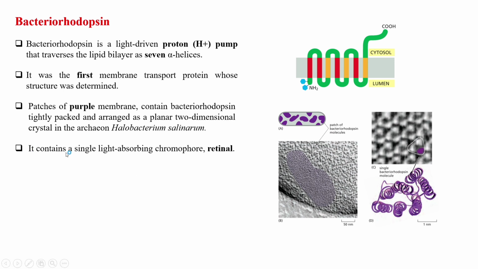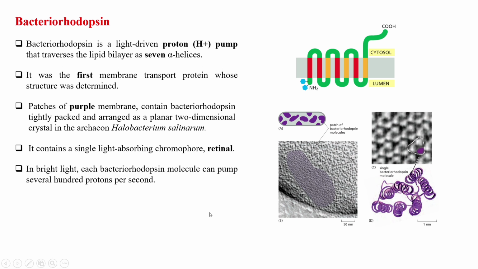Now bacteriorhodopsin contains a single light absorbing chromophore, retinal, and this chromophore gives the protein its purple color. Now retinal is actually vitamin A in its aldehyde form. It is identical to the chromophore found in the rhodopsin protein, as I have already mentioned, in the rod photoreceptor cells of the retina. Now, in bright light, each bacteriorhodopsin molecule can pump several hundred protons per second.